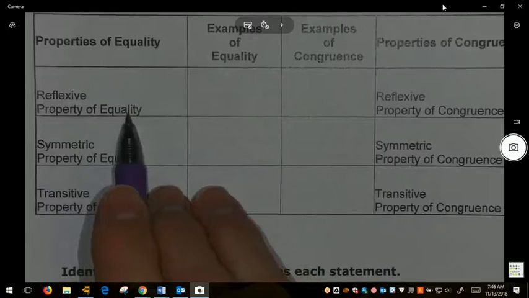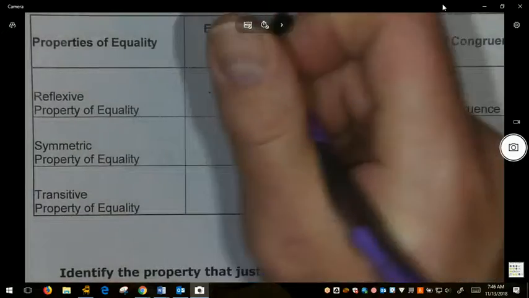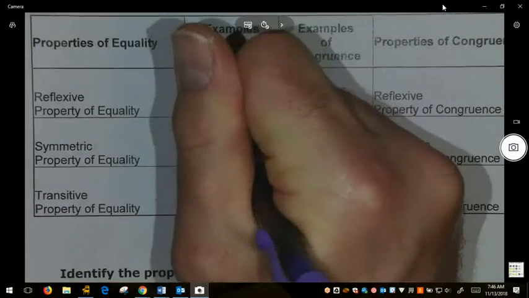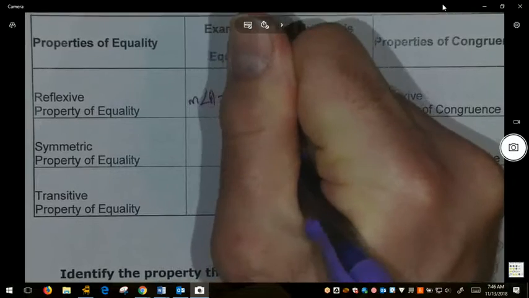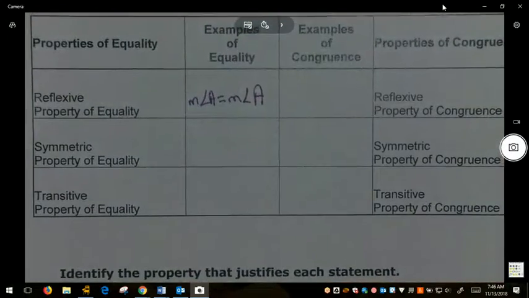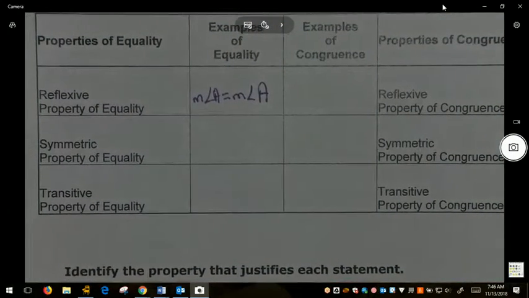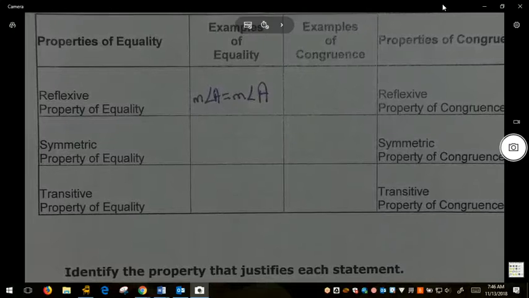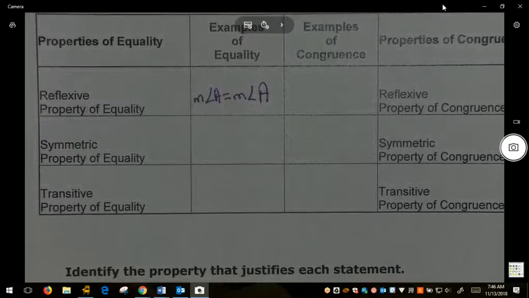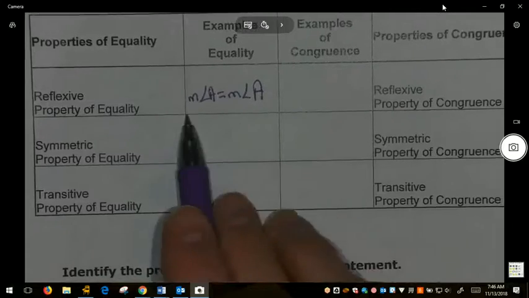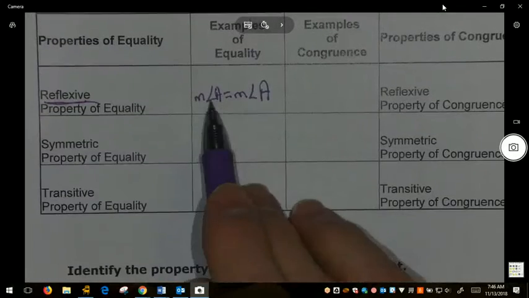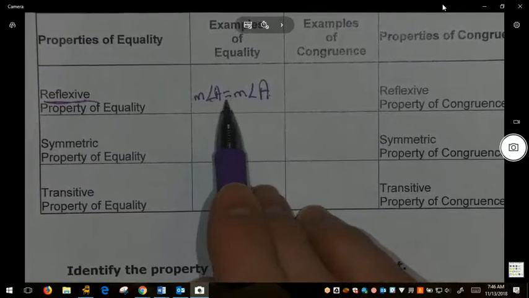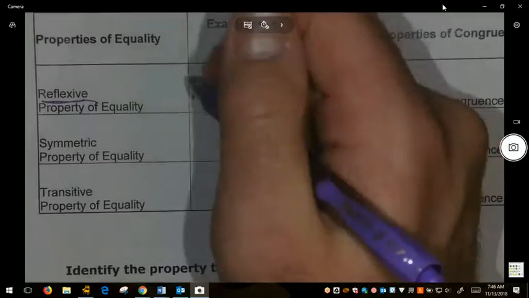But we have reflexive property of equality. That's where you say maybe the measure of angle A equals the measure of angle A. And you're like, well, what's the point of that? Well, if you have a picture where two triangles or two shapes share angle A, and you're trying to show that all the different angles are congruent, this can be a helpful statement. So it's kind of like a mirror reflecting the exact same thing on the other side of the equals. The equals is like a mirror.